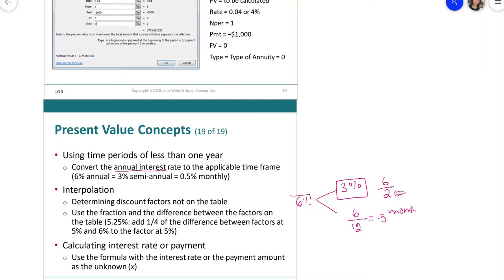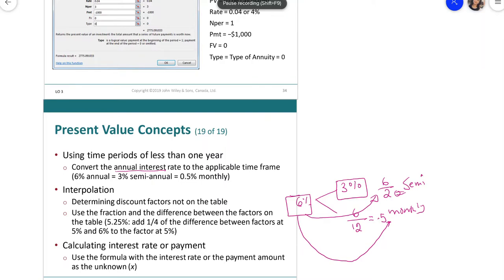So the rate we are normally given, unless it's stated otherwise, is the annual rate. What we want to do is match that annual rate to the frequency of our payments. If the frequency of our payments is semi-annual, we convert that annual rate into a semi-annual rate. If our payments are monthly, then we convert that rate into a monthly rate.